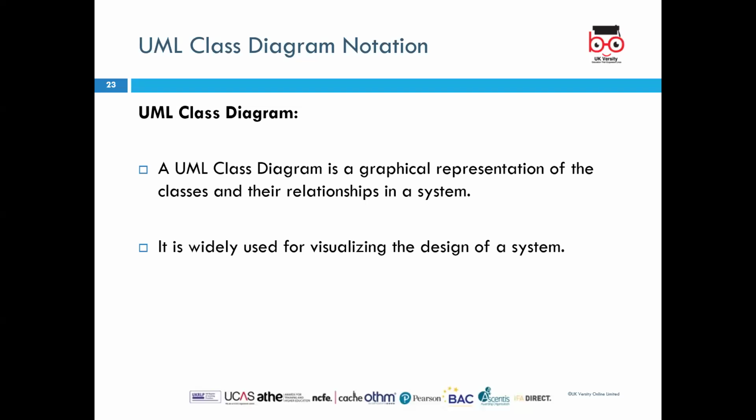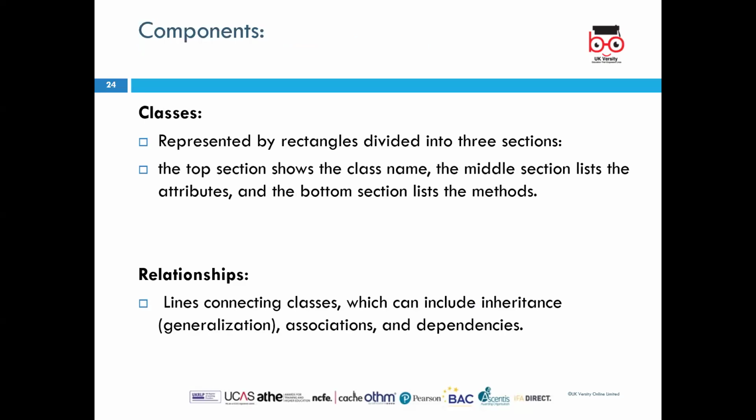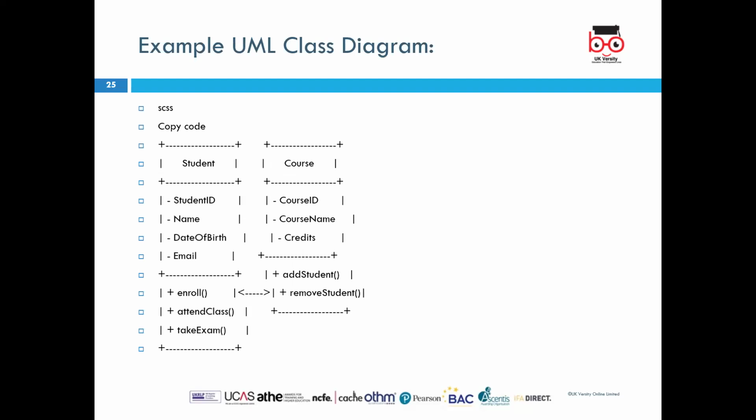UML. A UML class diagram is simply a graphical representation of our classes, where we see all the relationships in the system. The components of UML are classes, attributes, and relationships. Here is an example of how our UML class diagram will be represented.